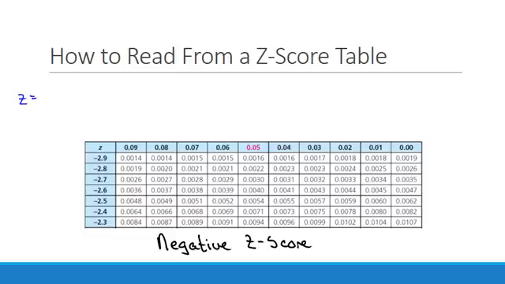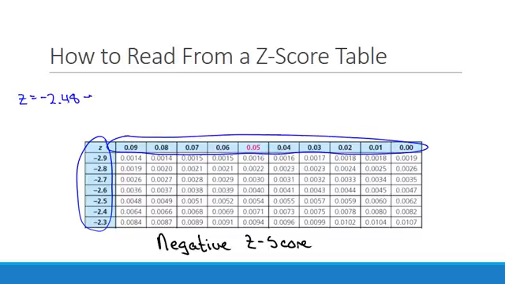Well, you'll have a z-score. Let's say it's negative 2.48. Now you can see here in this column, it's just the number to the tenths, and over here, we're looking at the hundredths. So really what you want to do is break your number into negative 2.4 and then 0.08. All right, so negative 2.4 is right here. The 0.08 is right here.